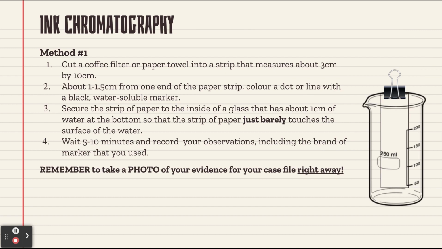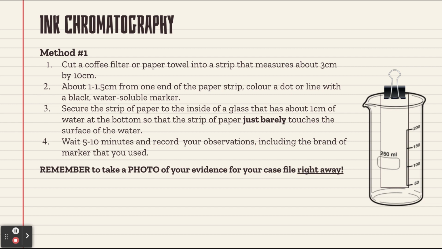Our final evidence sample is the ink chromatography. There's one method for this, so follow along these instructions. Cut a coffee filter or paper towel into a strip that measures about 3 centimeters wide by 10 centimeters or longer. About 1 to 1.5 centimeters from the end of the paper strip, color a dot or draw a line with a black water-soluble marker.